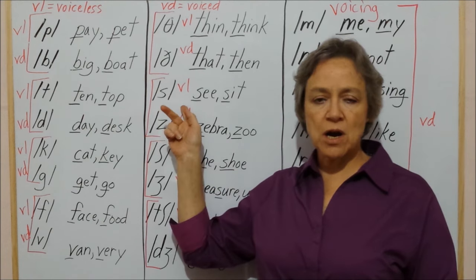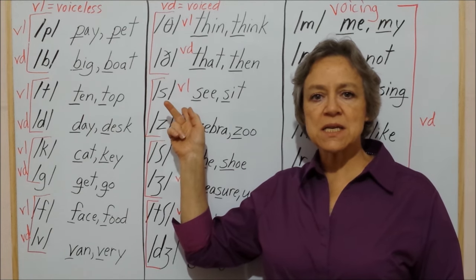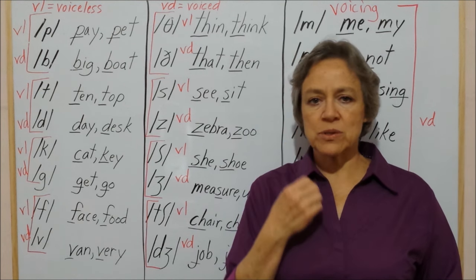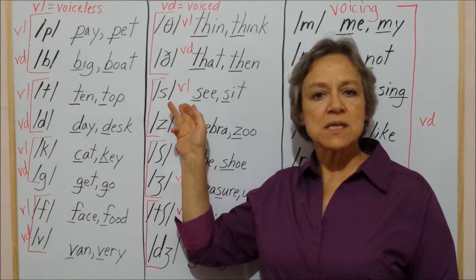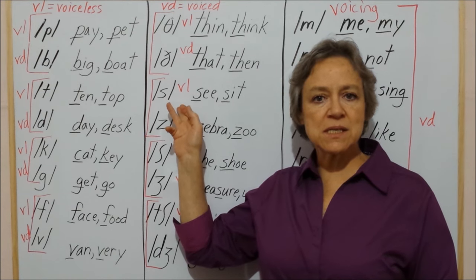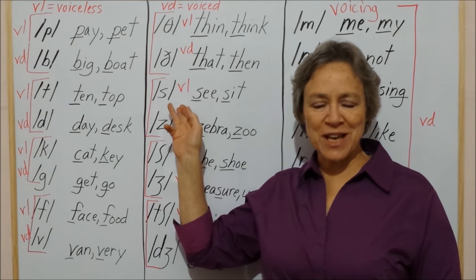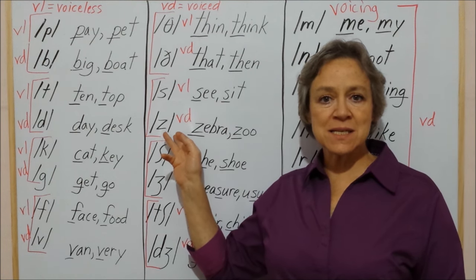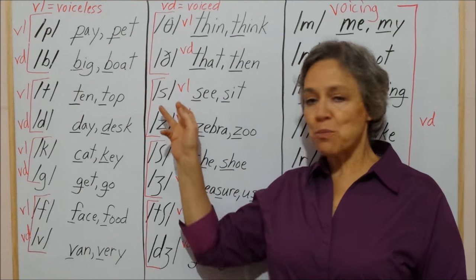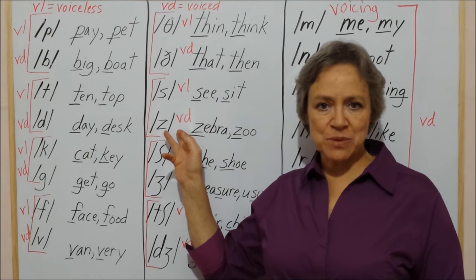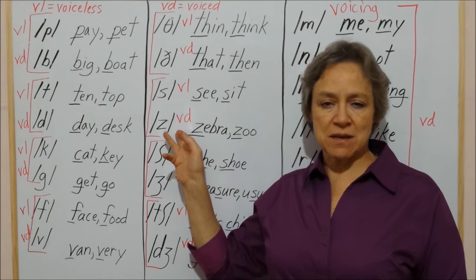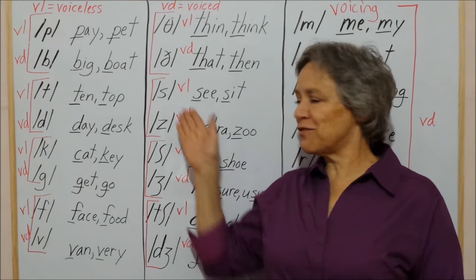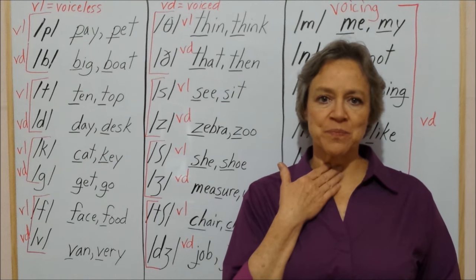Both of these sounds are made by putting the tongue near the top of my mouth, but allowing the air to escape. This is S, and you probably have that sound in your own language. S. If we compare that to Z, they are both made with the tongue in the same position, but Z is voiced. So, I'd like you to try to feel your vocal cords vibrate.